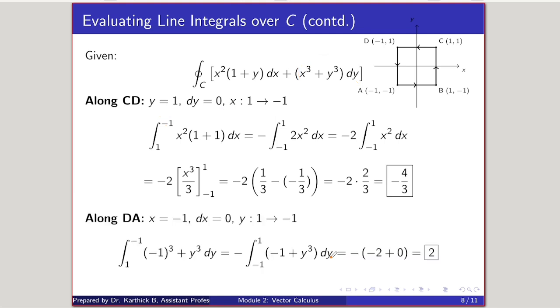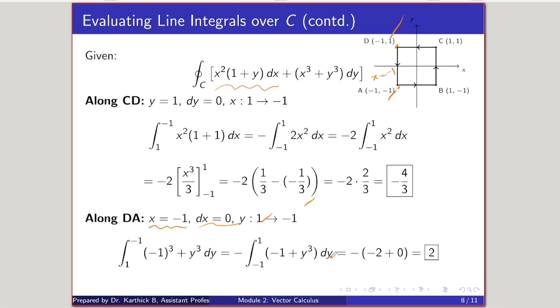Okay. Similarly, last I am taking the line DA. Here the equation will be x equal to minus 1. Then if I differentiate this, dx becomes 0. Now this whole thing will be 0. This is the function. I have to find the limits for y. y varies from 1 to minus 1.